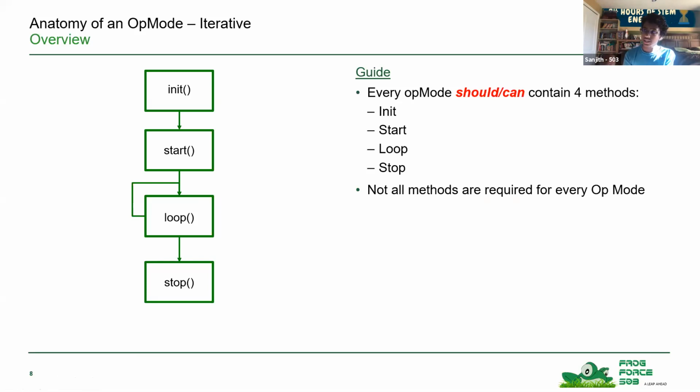When you press the init button, what's inside the init function is called once. Then it waits until you press the start button. Once you press the start button, the start function is called once. And as soon as the start function is done being called, it'll start looping through the loop function.